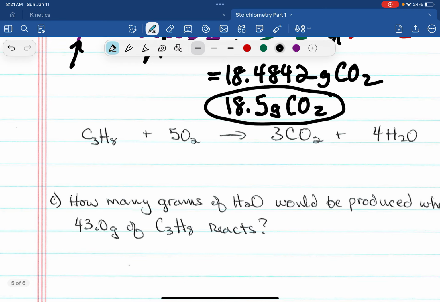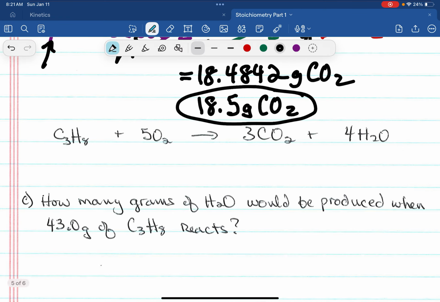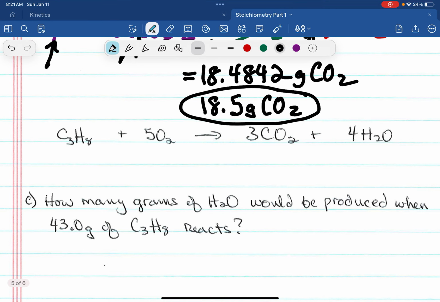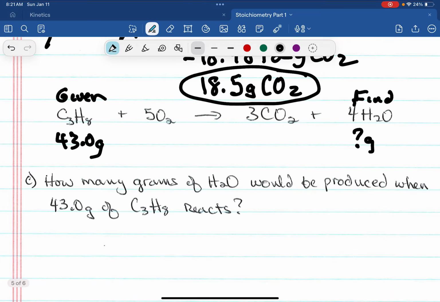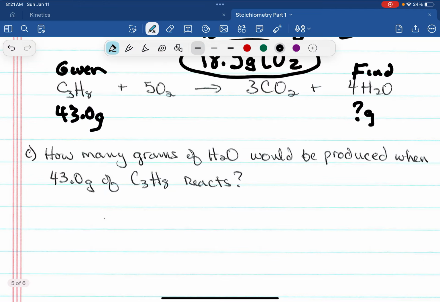Okay, let's do another one. How many grams of H2O will be produced when 43 grams of C3H8 reacts? So we want to know grams of H2O. That's what I'm trying to find. So we'll start with, we've got the balanced equation. Start with the given.